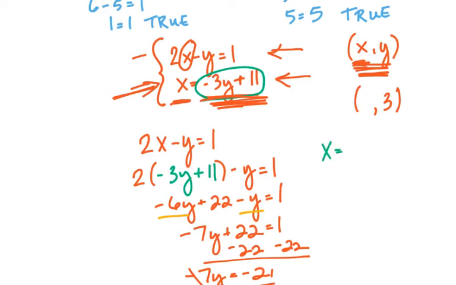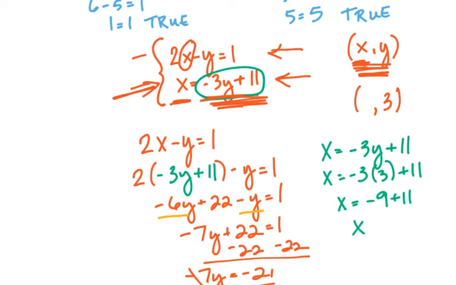I'll just rewrite that equation. Again, since our goal is to solve for x, since it's already solved for x, it'll make it easier. So I'm going to rewrite it, plugging in the 3 for my y. So I'll get negative 9 plus 11. So in the end, looks like x equals a positive 2. So I will box that, and then I can enter that 2 here.